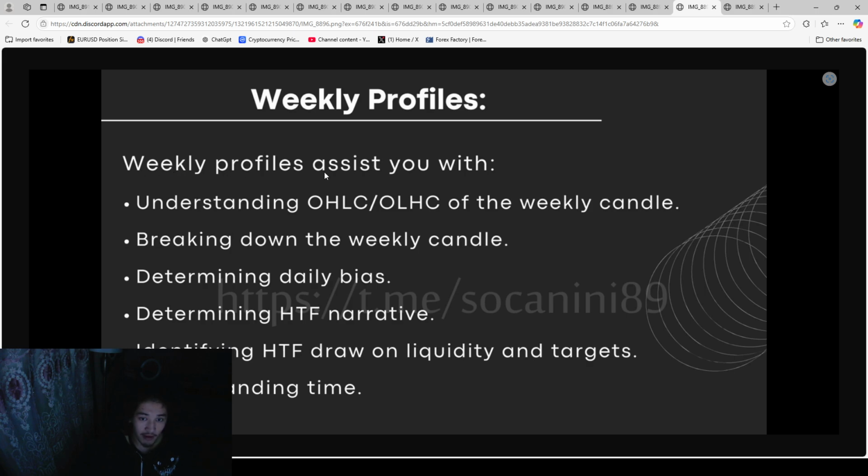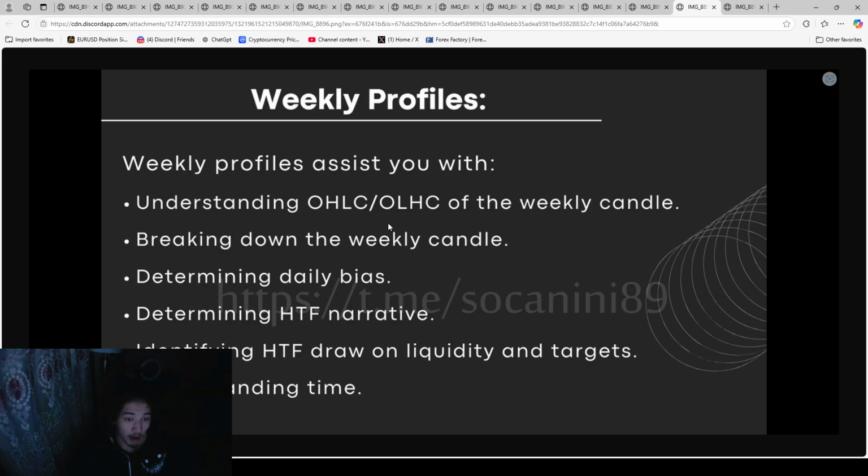A weekly profile assists you with multiple things. Understanding the open, high, low, close concept of the weekly candle. How do you know what the week's open, high, low, close concept will be? We're looking at the profiles that we're going to teach you right over here. There are only 3 profiles that you really care about.